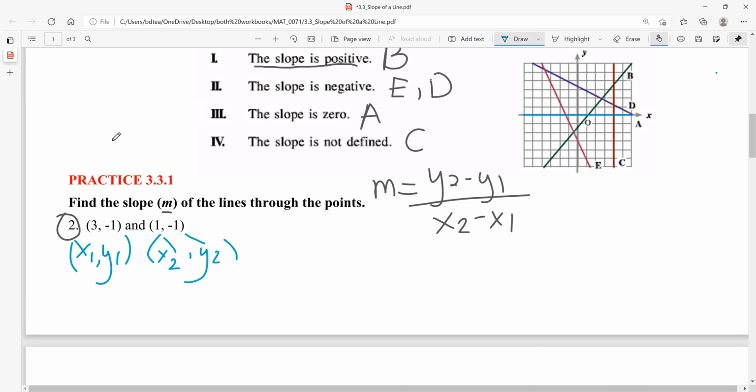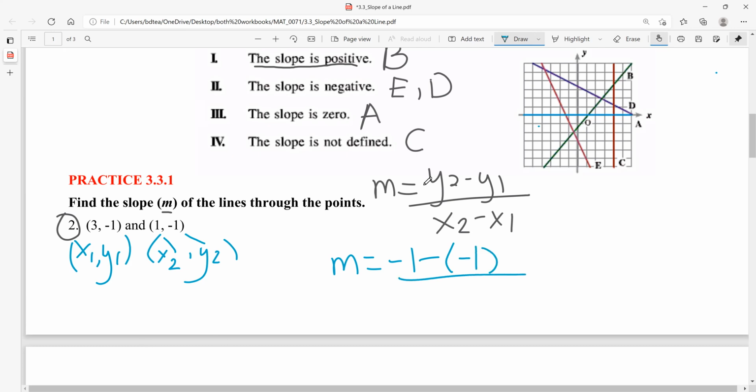All right, so we're just going to put it in the formula. So you have y sub 2, which is -1. So the slope here equals -1 minus, because you have a minus sign in the formula. And y sub 1 is -1. You want to be careful here because there's a negative in this formula and y sub 1 is -1. So that's minus a -1.